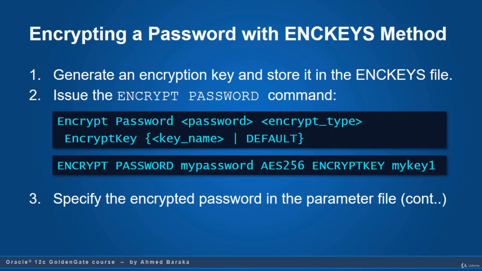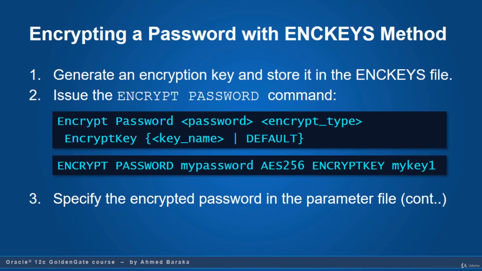So far, you learned about encrypting the network message and the data. Let's see how you can encrypt the password in the Oracle GoldenGate parameter files and commands using the encryption key method. Again, you need to have the EncKeys file. After that, you use the encrypt password command to encrypt your database login credential password. Although you can use the default key, it is highly recommended to use your own key for encrypting passwords.